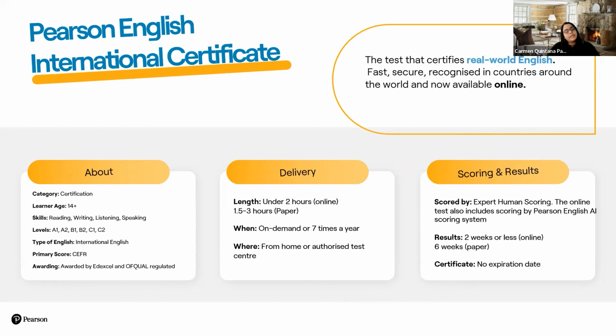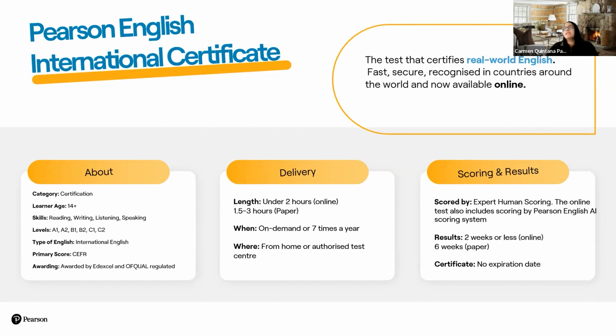And what a certified exam does is just guarantee that the exam was taken under secure conditions, and there's an external party or an external exam board that ensures the results are valid. Now, again, you have numerous options for this, but Pearson English also has an alternative, which is the International Certificate.